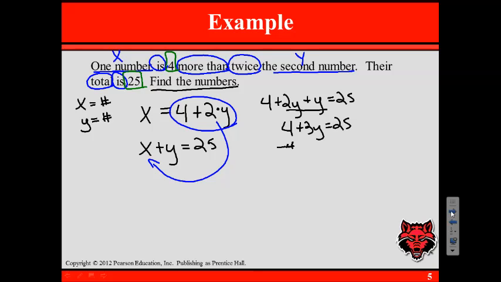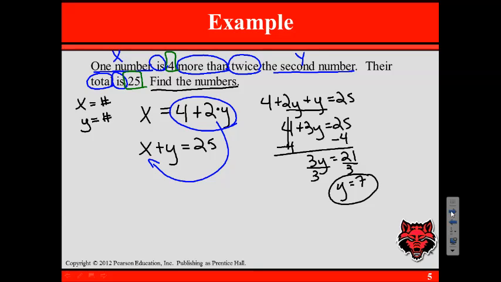We then subtract 4 from each side. We have 3y equals 21. Now we divide both sides by 3. We're left with y equals 7. So we found one of the numbers. We take 7 and plug it back into the first or second equation. It doesn't matter. That will give us the second number.